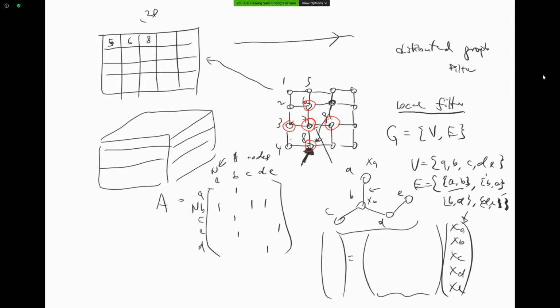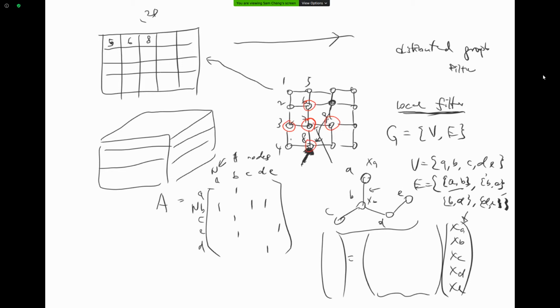And because I want to make the filter local, the signal only depends on the current node itself and its adjacent neighbors. So what it means is that I can put in some number here, for example 1, 2 here, but I cannot put a number here. You see, A here does not connect to C here, so there's no direct connection to C. So these places are forced to have 0.